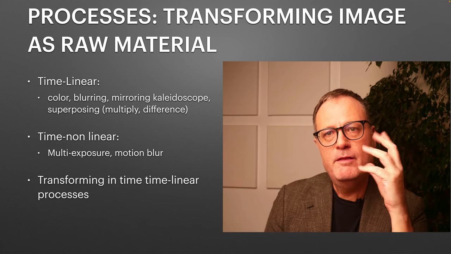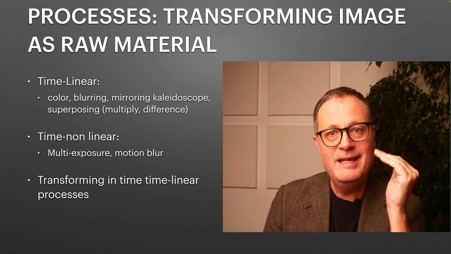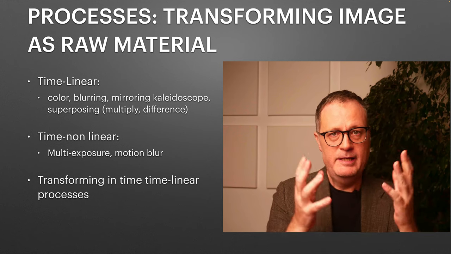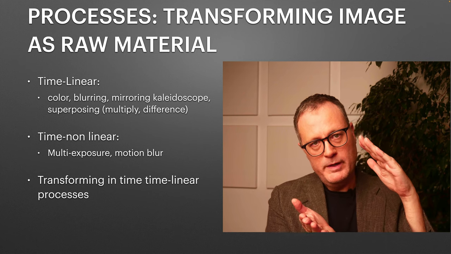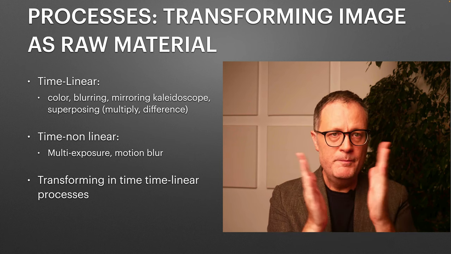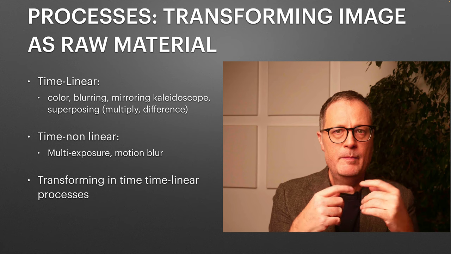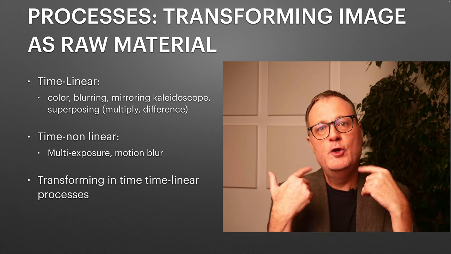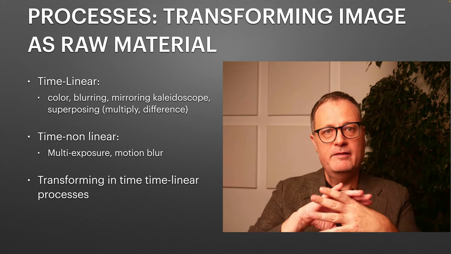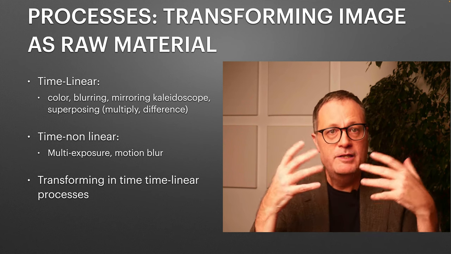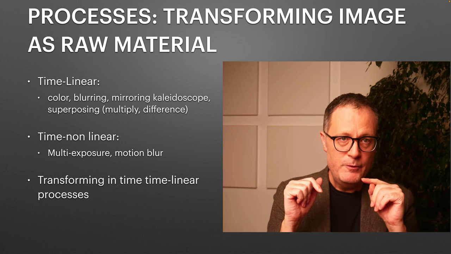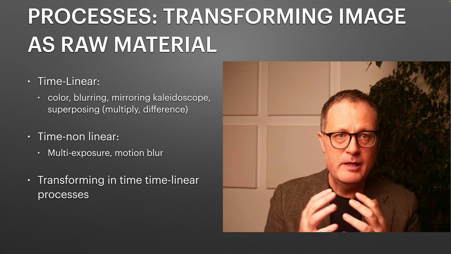So basically, there are some processes that are linear in time. So for instance, when you change the color or the luminosity, the light, and also when you make a blur or you superpose two images, so you don't change them in time. But there are sometimes non-linear processes, which are like multi-exposure, motion blur, and things that change in time when they are applied.